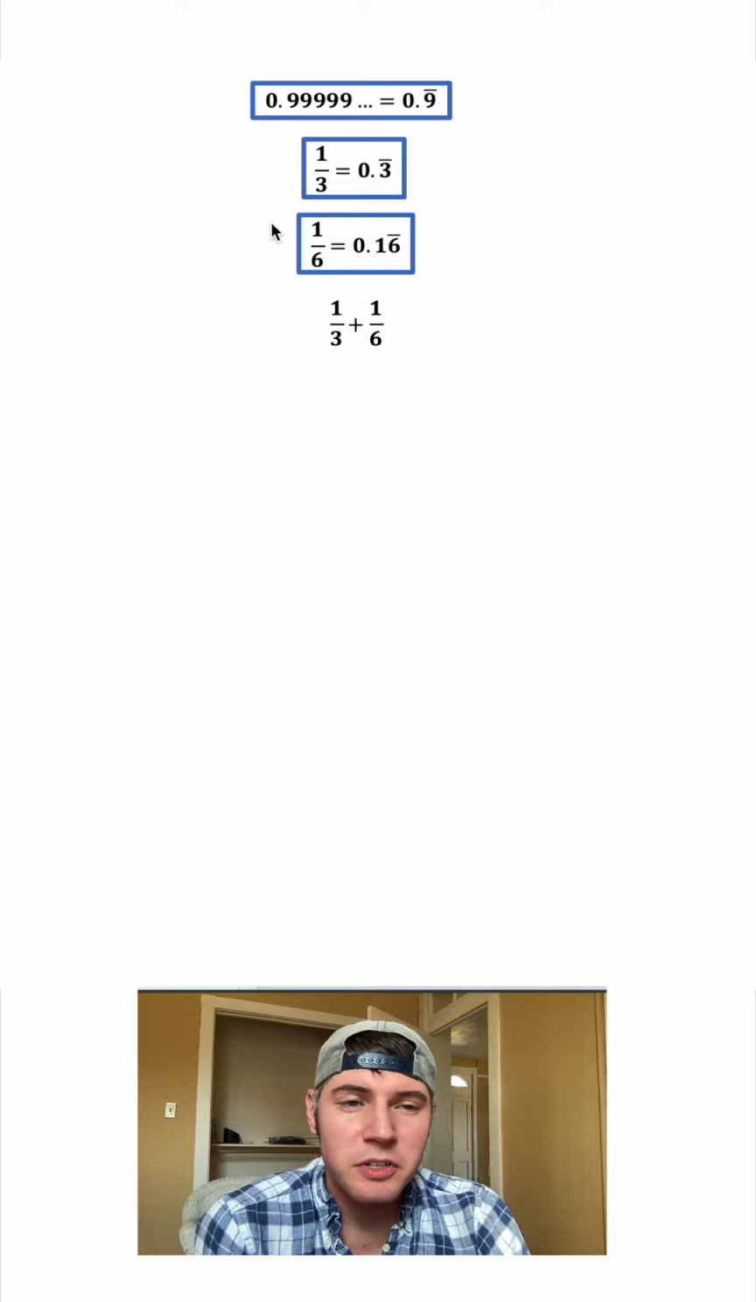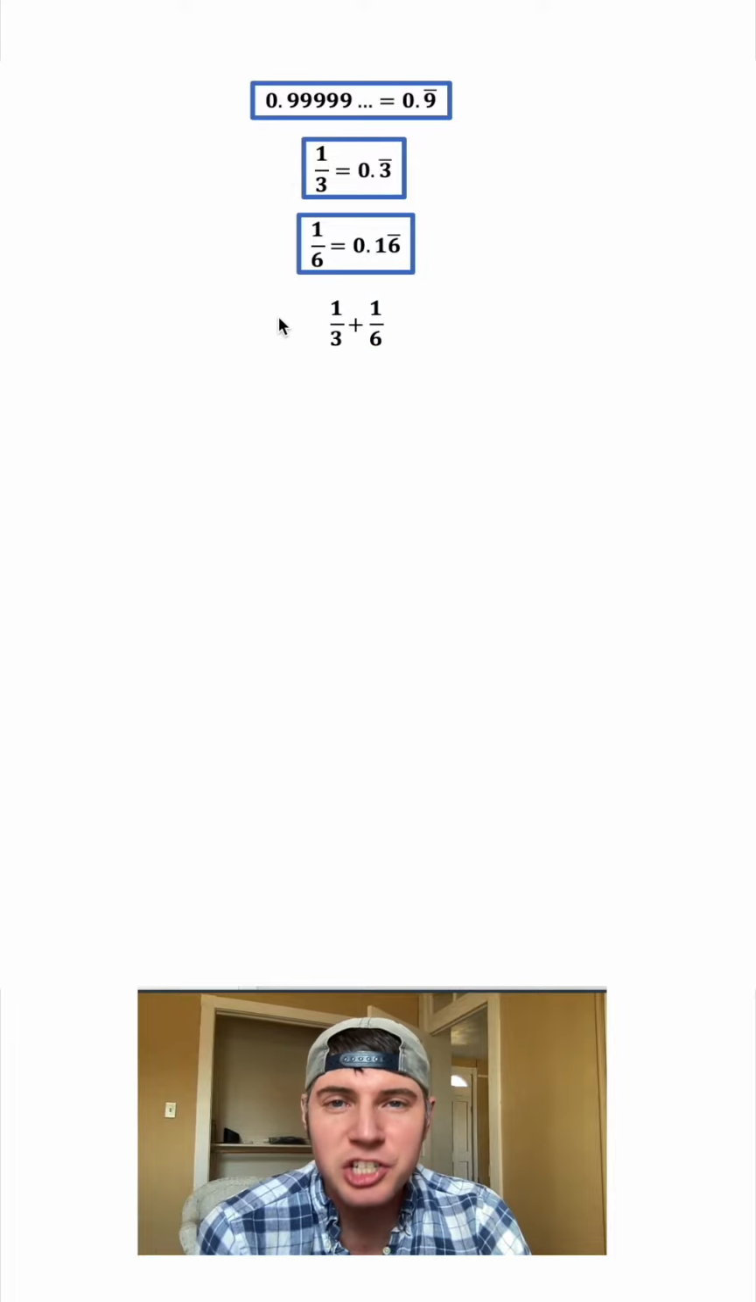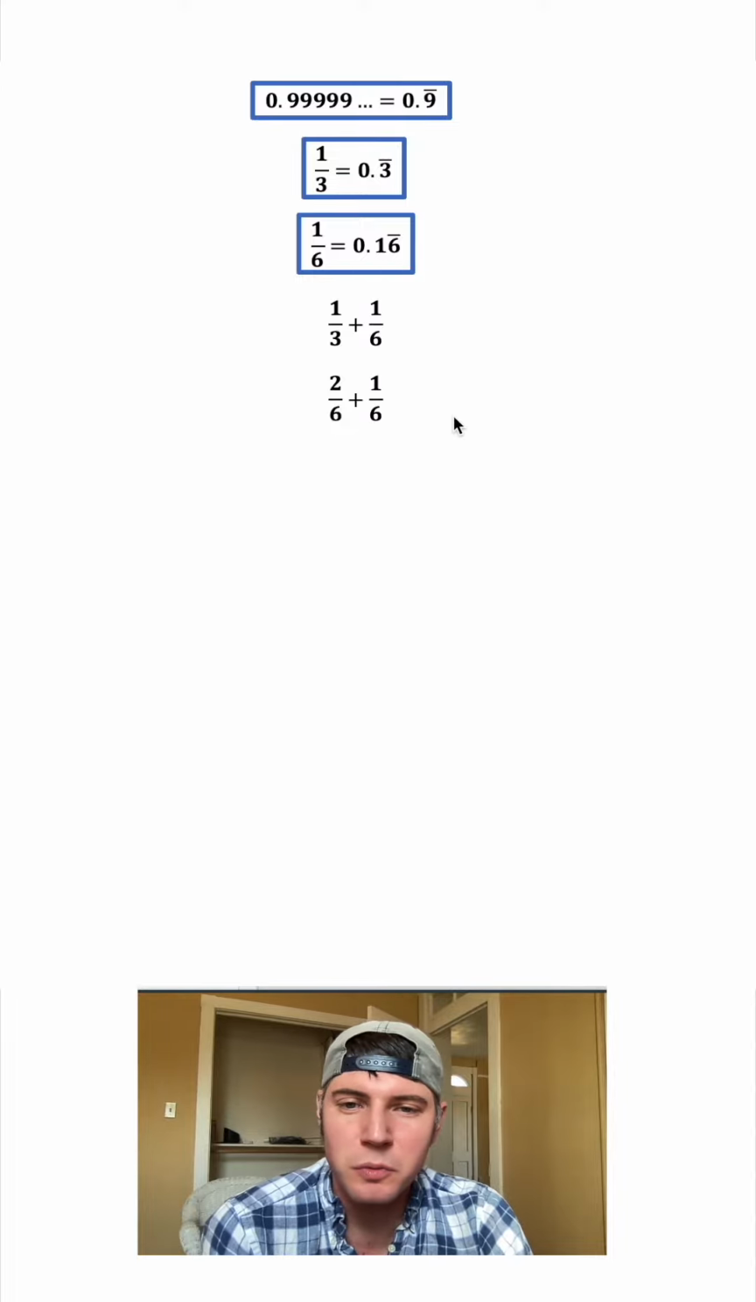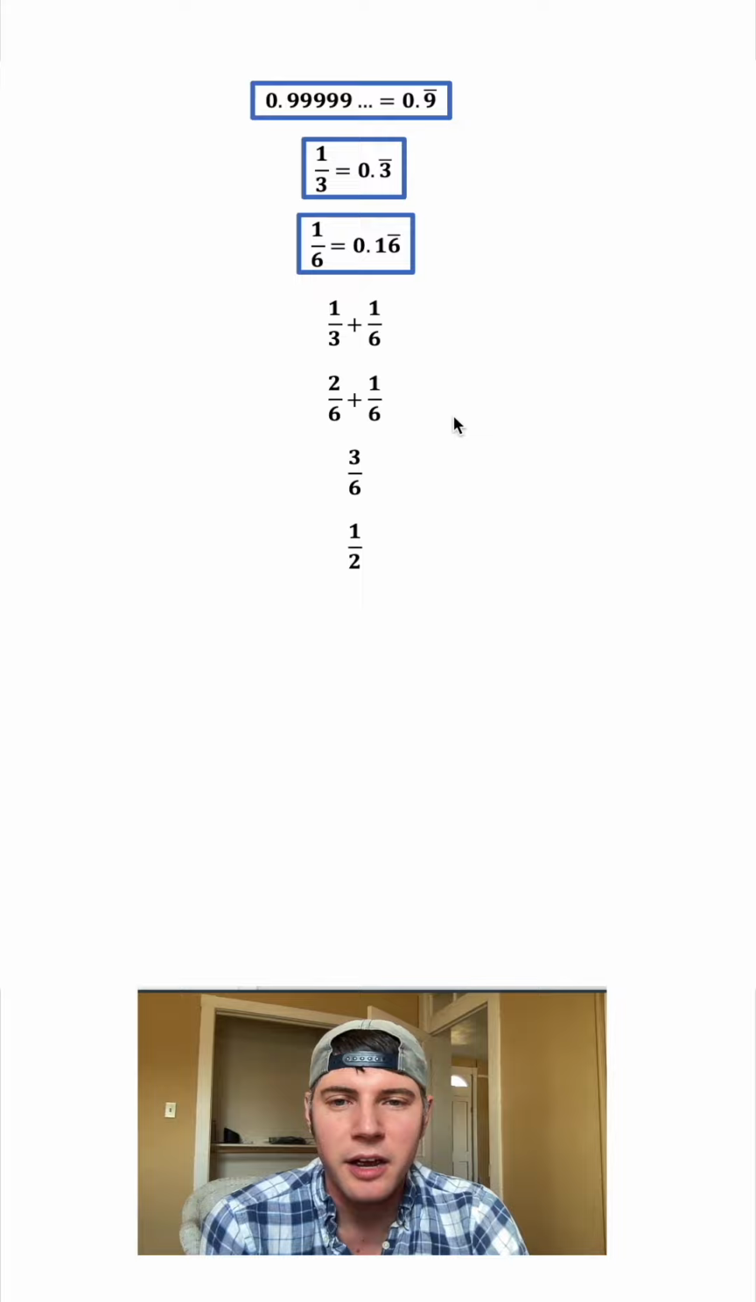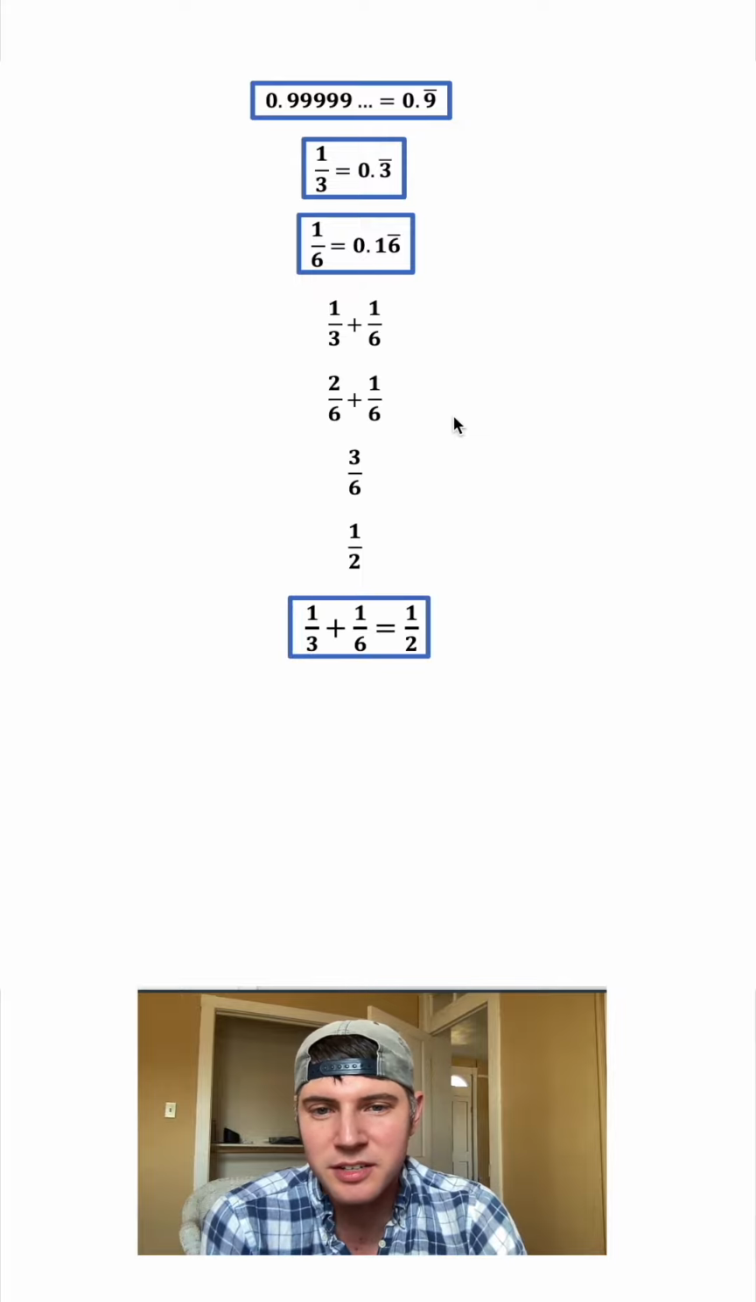If we want to do 1/3 plus 1/6, we need a common denominator. So we can change the 1/3 into 2/6 plus 1/6. And then 2/6 plus 1/6 is 3/6, and 3/6 is 1/2. We can say that 1/3 plus 1/6 equals 1/2.